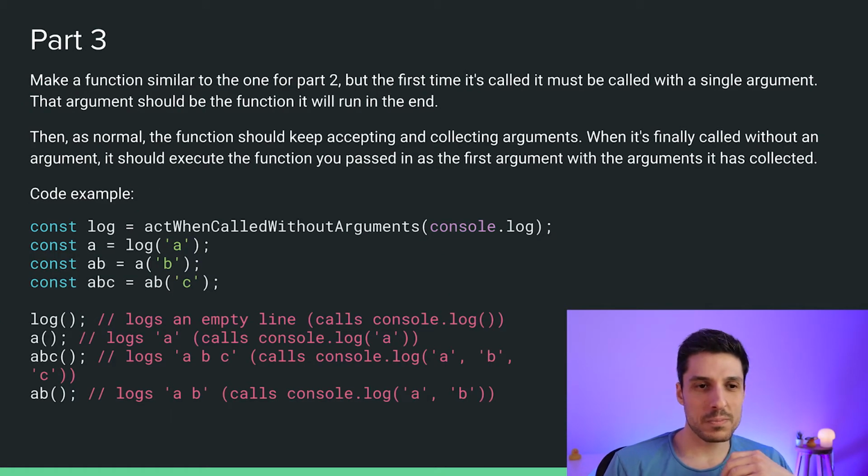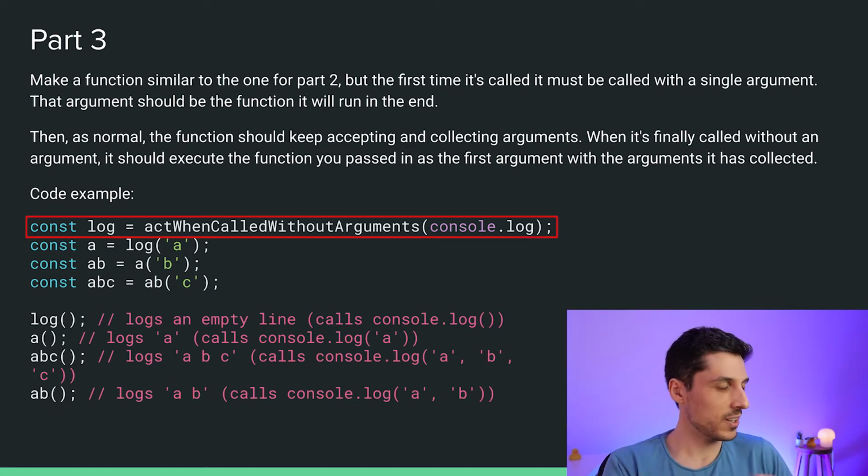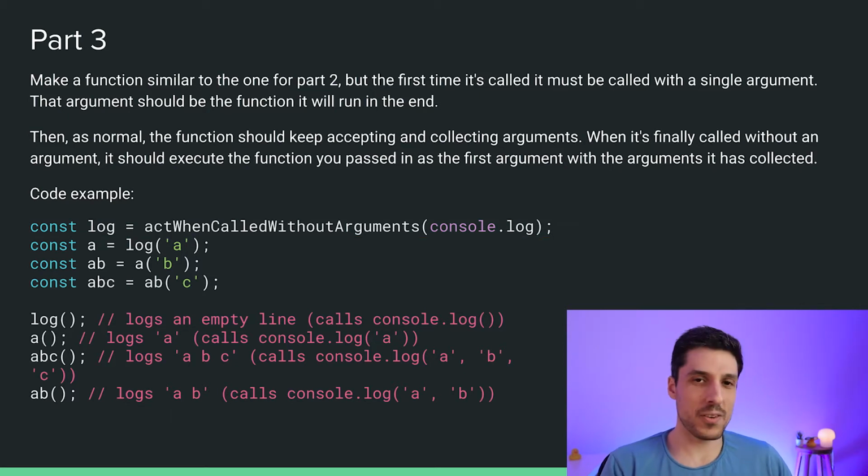And finally, part 3 shouldn't be very difficult if you've managed to do the other 2 parts so far. And that is to not hard code the function console.log. Instead, your first call to the function that you create must accept the function to call at the end. For example, the code on the screen, right? On line 1, we have our function. In this case, it's called act when called without arguments. We give it console.log. And then the rest is like part 2, right?